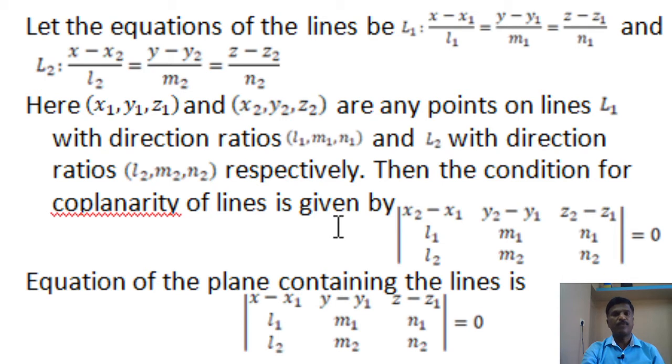Then the condition for coplanarity of the lines is given by the determinant of (x2 minus x1, y2 minus y1, z2 minus z1), (l1, m1, n1), (l2, m2, n2). That determinant is equal to 0. Then the equation of the plane containing the lines is given by the determinant of (x minus x1, y minus y1, z minus z1), (l1, m1, n1), (l2, m2, n2), which is equal to 0. By using these two equations, we verify the condition of coplanarity and find the equation of the coplanar plane.